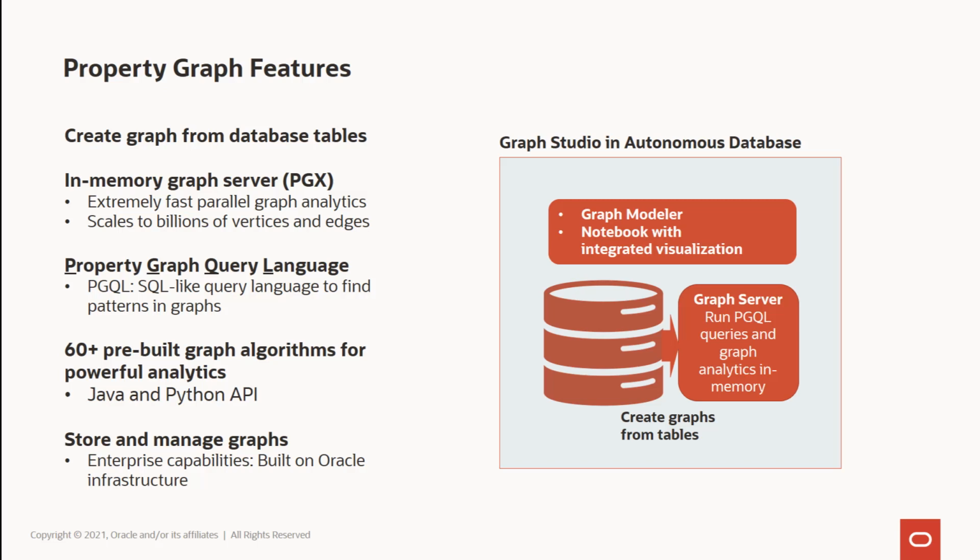And we support over 60 pre-built graph algorithms. We saw two in the demos here today. We used the PageRank algorithm while working with the financial transactions graph, and we worked with the Whom to Follow algorithm while making product recommendations. And all of this is built on the enterprise capabilities of Oracle. And when you use the Graph Studio feature of Autonomous Database, you also get the automated graph modeler and the notebook with integrated visualization, which is what we used in our demos today.